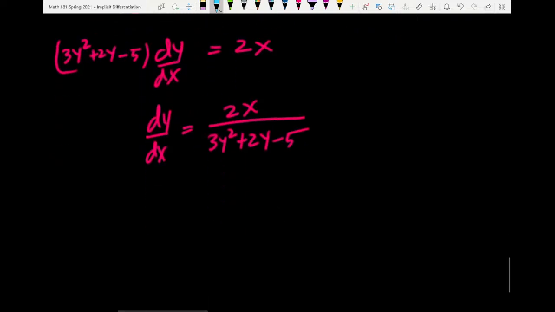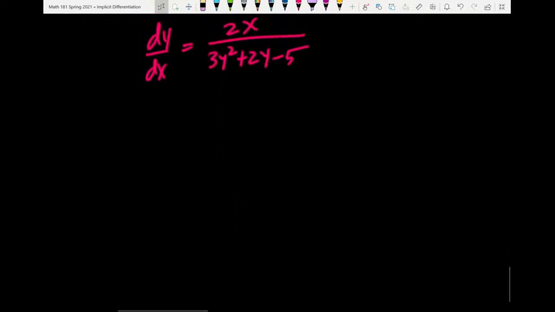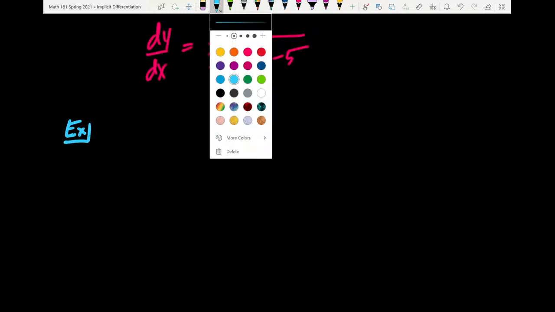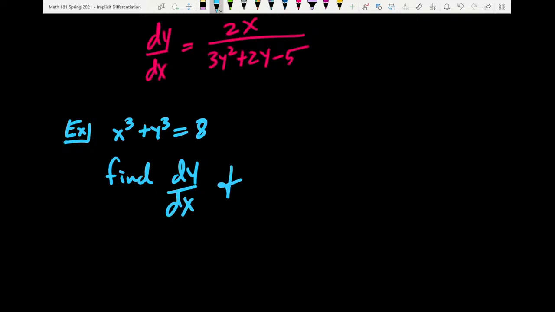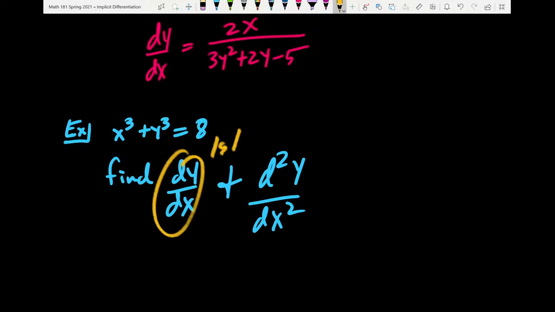Let's use the color blue. All right, let's try this one. x cubed plus y cubed equals 8. Find dy/dx and the second implicit differentiation. So I want you to try this one first, and then I'll teach you how to do this one.